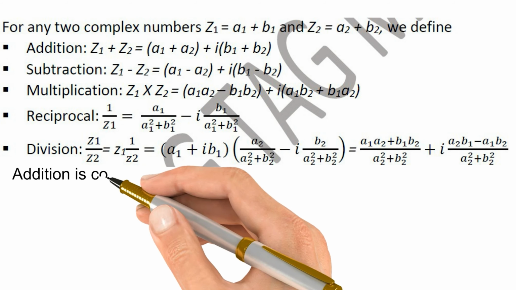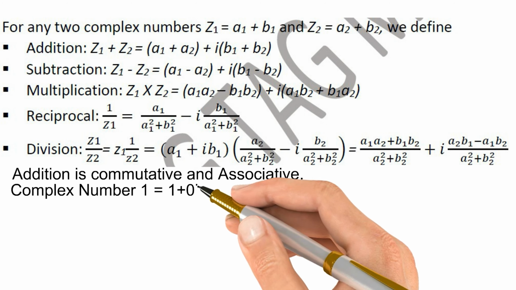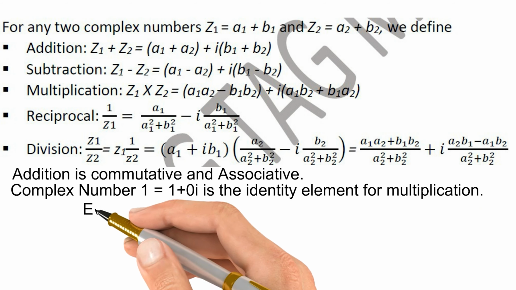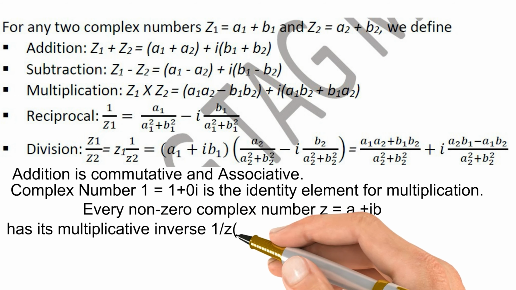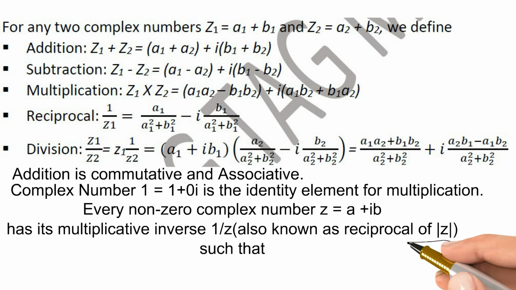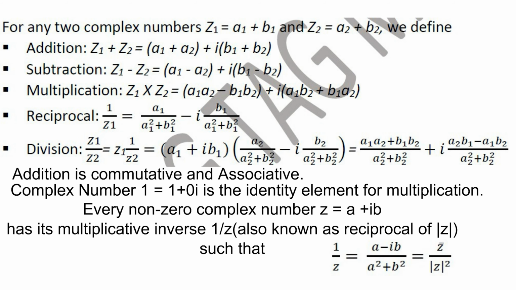Addition is commutative and associative. The complex number 1 equals 1 plus 0i is the identity element for multiplication. Every non-zero complex number z equals a plus ib has its multiplicative inverse 1 by z, also known as the reciprocal, such that 1 by z equals a minus ib whole divided by a square plus b square, which equals z bar by mod z square.